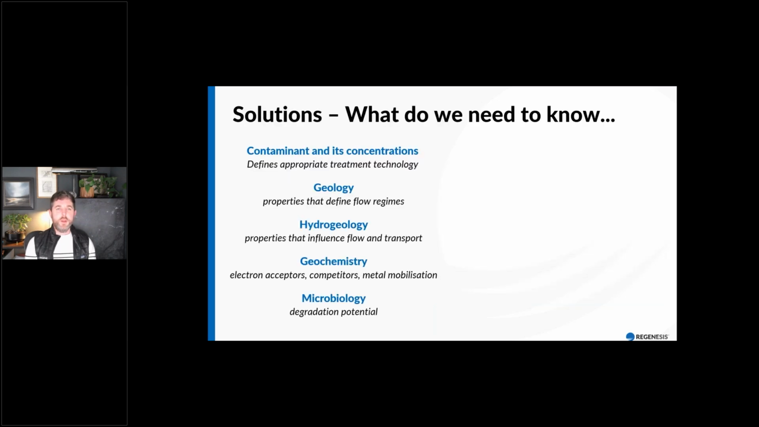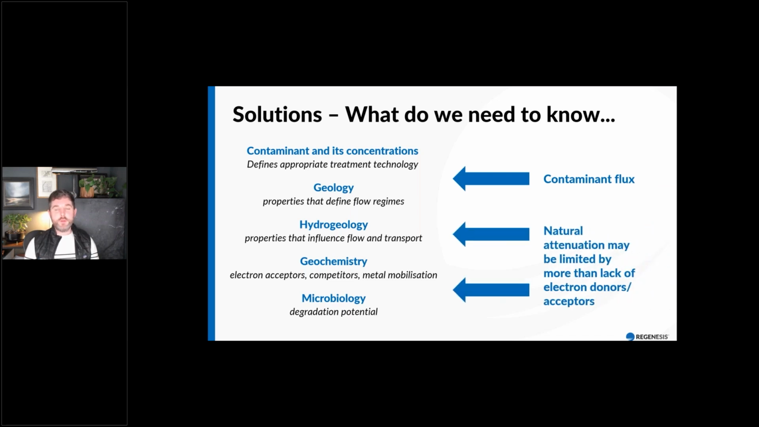So what is it that we need to understand when we're looking at a site and what is it that we need to understand or information we need to gather as part of that remediation site characterization process. Broadly speaking, it can fall into 5 categories. So this may seem obvious, but we need to understand the contaminant and its concentrations so we can define an appropriate treatment technology. We then are looking at the geology and hydrogeology. These things influence contaminant flux.